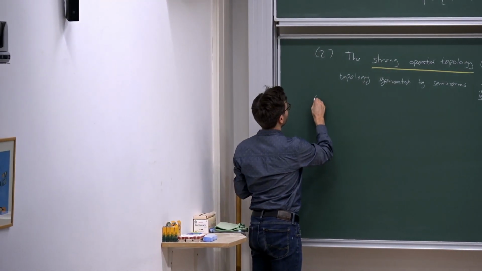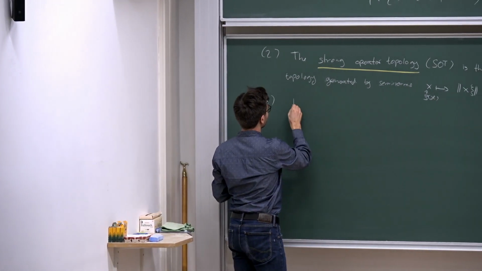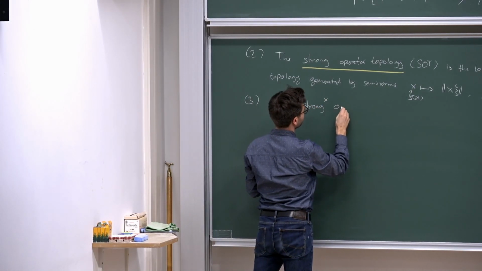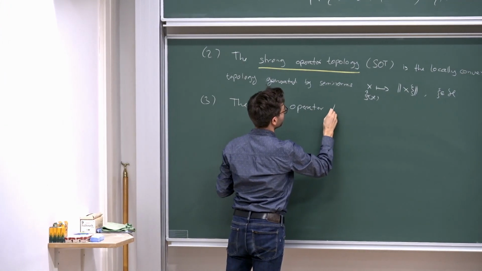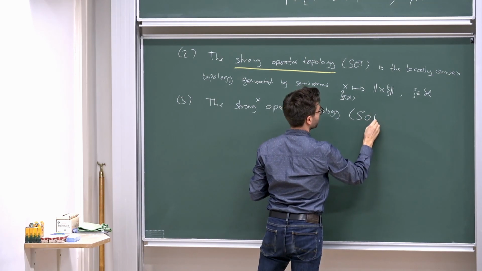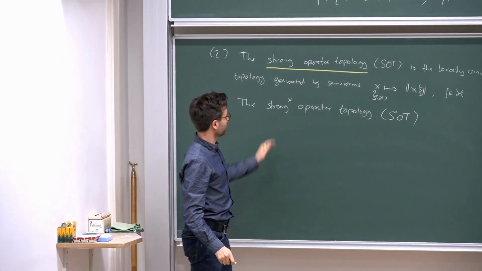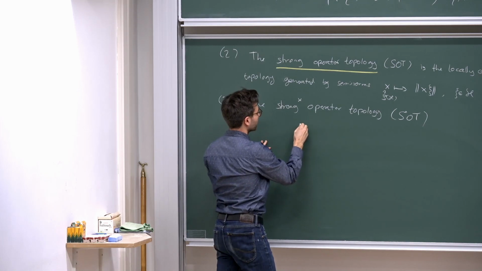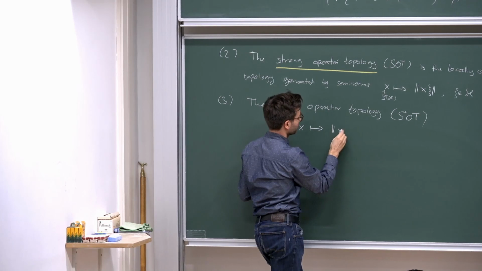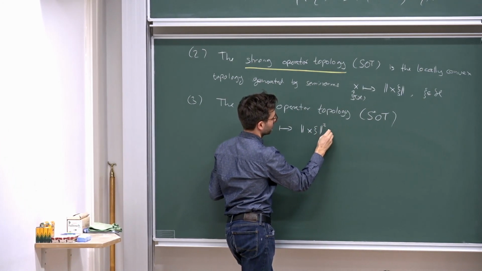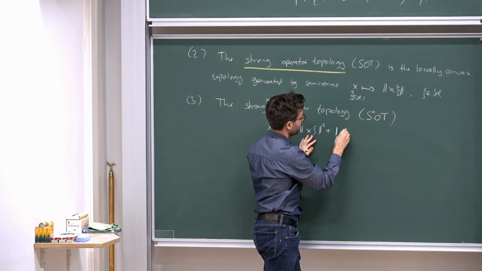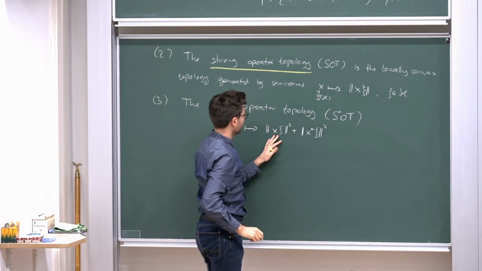And then we can introduce a few other ones. So here we have the strong star operator topology. So again, this is a locally convex topology. I'm not going to write that out again. And here our semi-norms are the following. We take the same as in the strong one, and then we add this term.